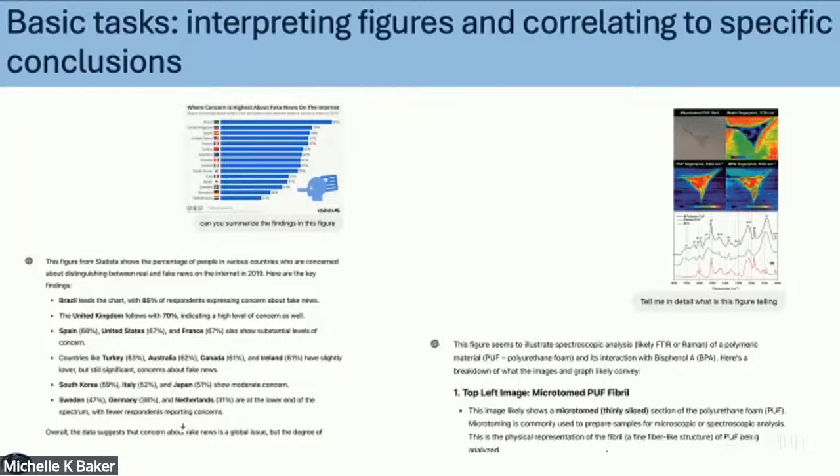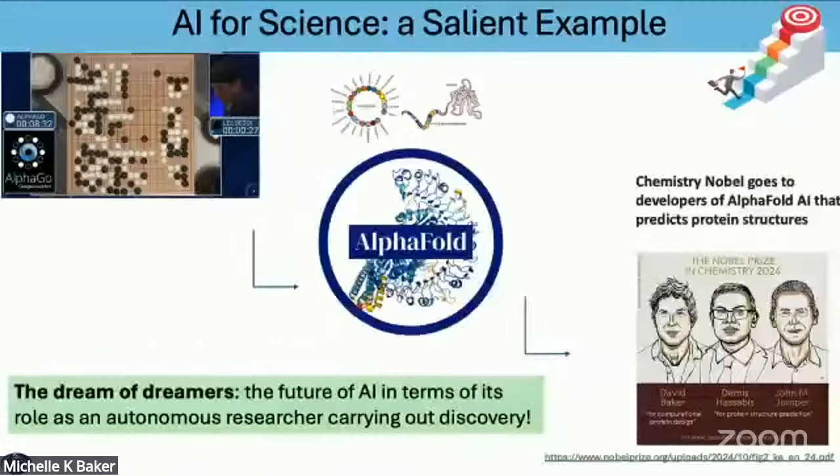This is an area, the data analysis area, that is still sort of up and coming, but getting better every day. And AI for science is a really good example here. As we know, there was a chemistry Nobel Prize that went to the developers of AlphaFold, who solved the protein folding problem. And this is, again, sort of going to the dream of dreamers. The future of AI, we hope, is that it will be able to be an autonomous researcher, or almost like a co-author with us, carrying out discovery on its own.